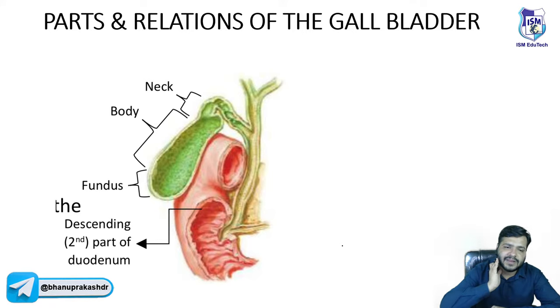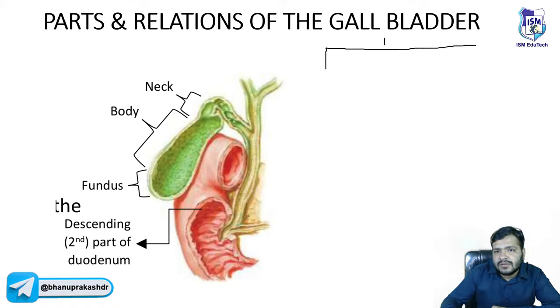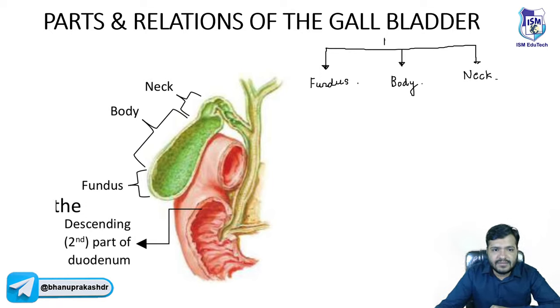Right. So, beta, remember, the gallbladder is composed of three different parts. Yes, remember we have the fundus, the body, and the neck of the gallbladder. The neck ends in a duct, and that is called the cystic duct. So we will be discussing the cystic duct of the gallbladder as well.